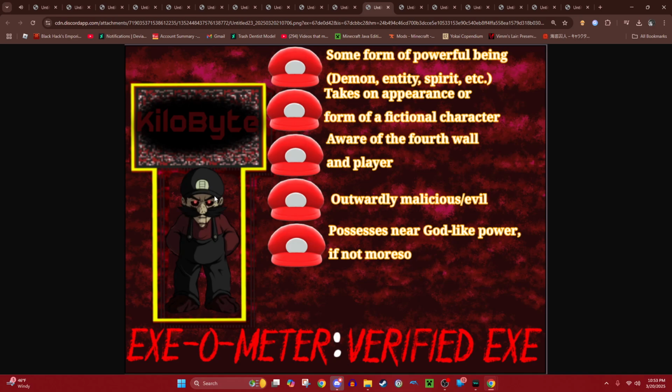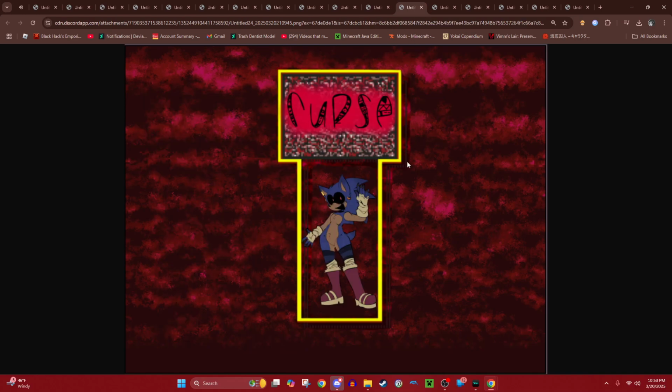Fifth hat. Do they possess near godlike power, if not more so? Again, this is a counterpart of Lord X, who has been stated to have limitless potential. So I think it's safe to wager Kilobyte also has a similar gauge of power. So this is a verified EXE. That was easier. Moving on to Curse.